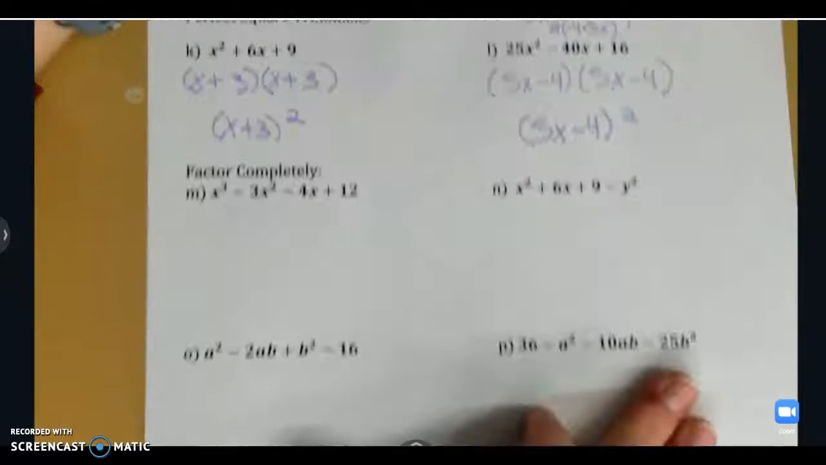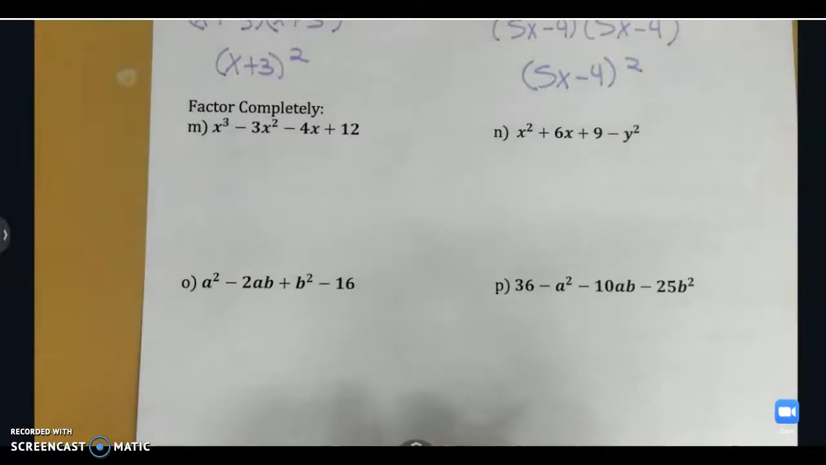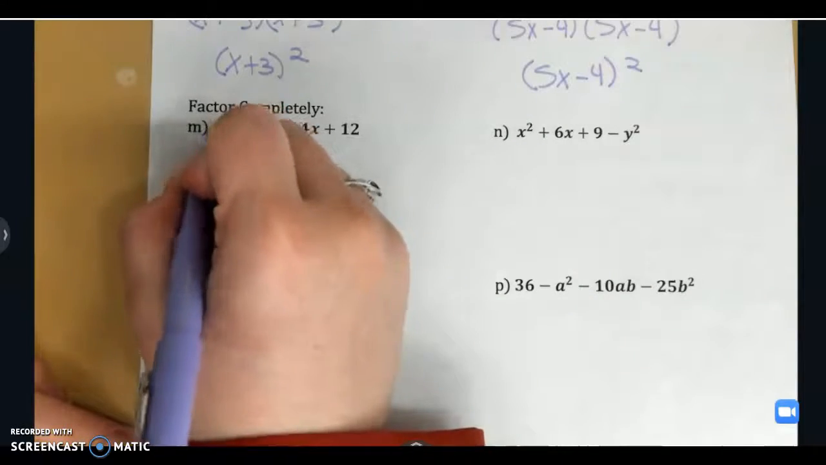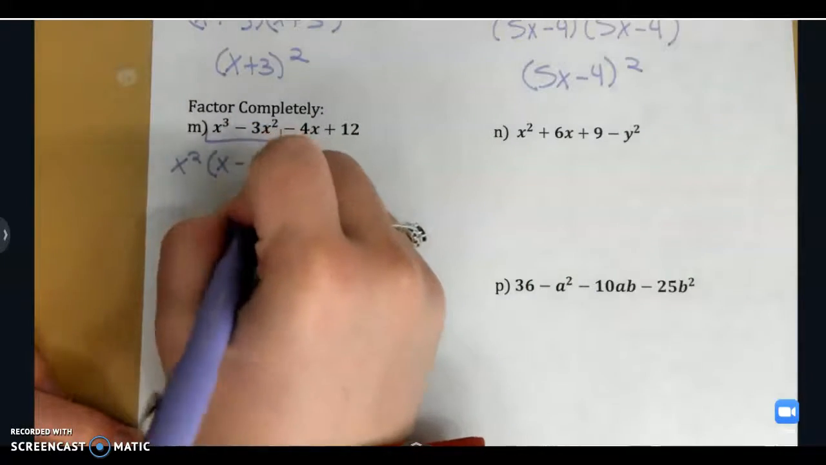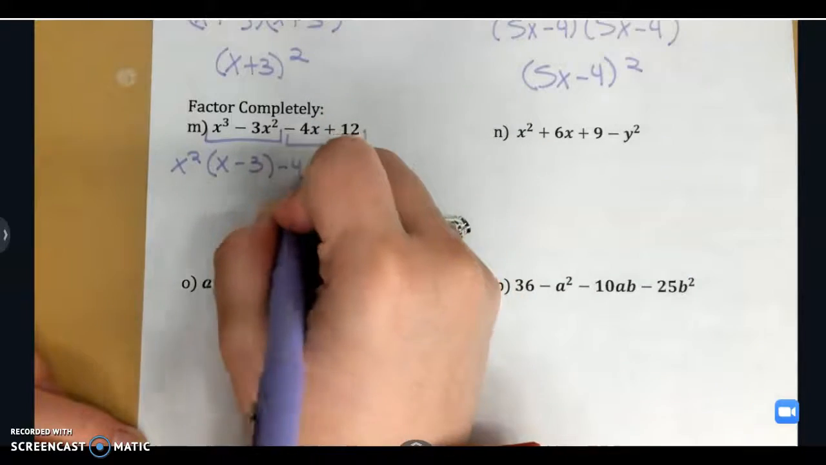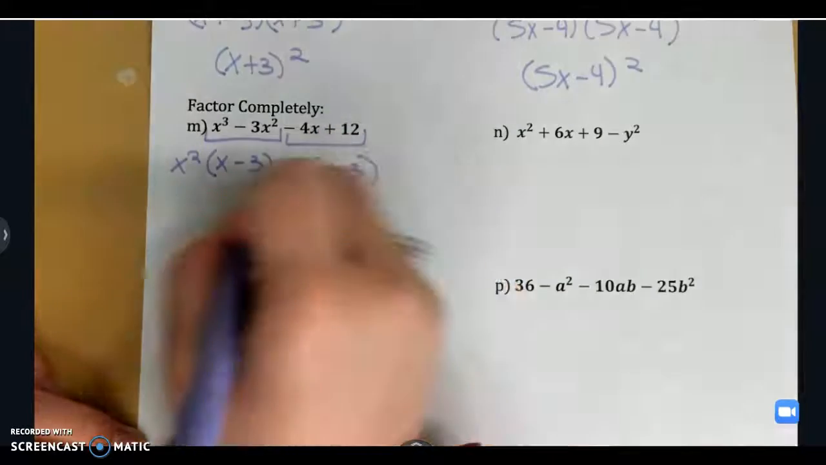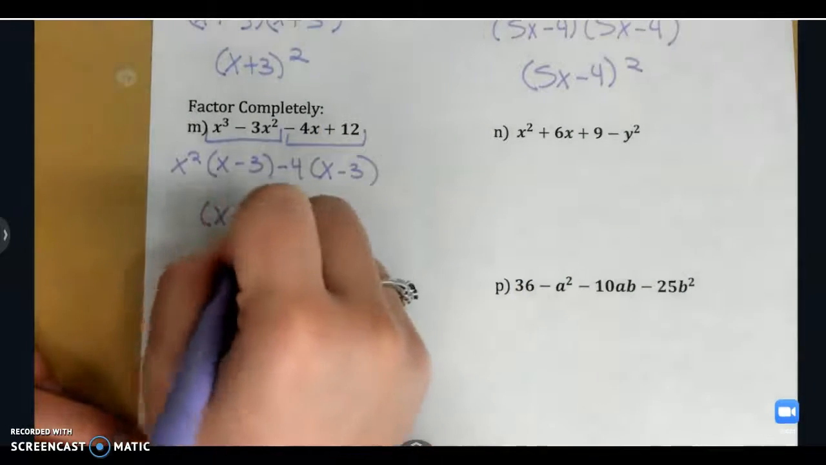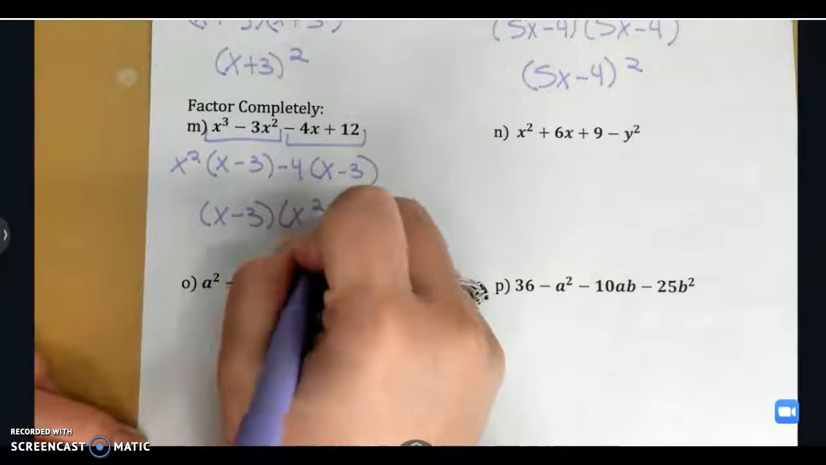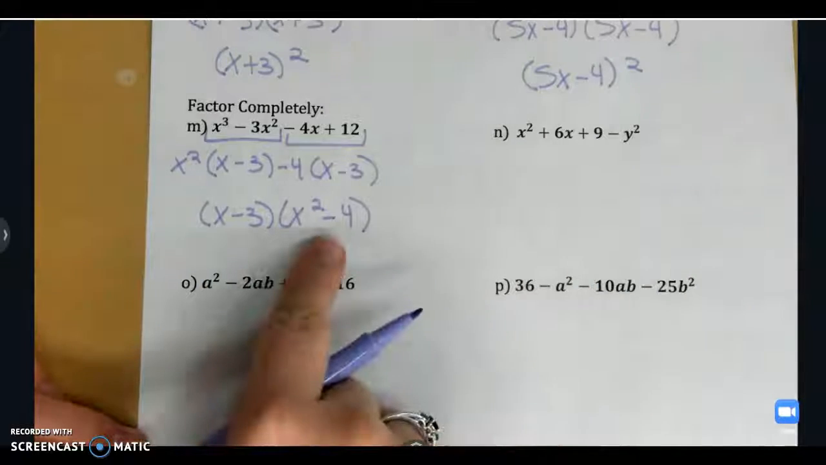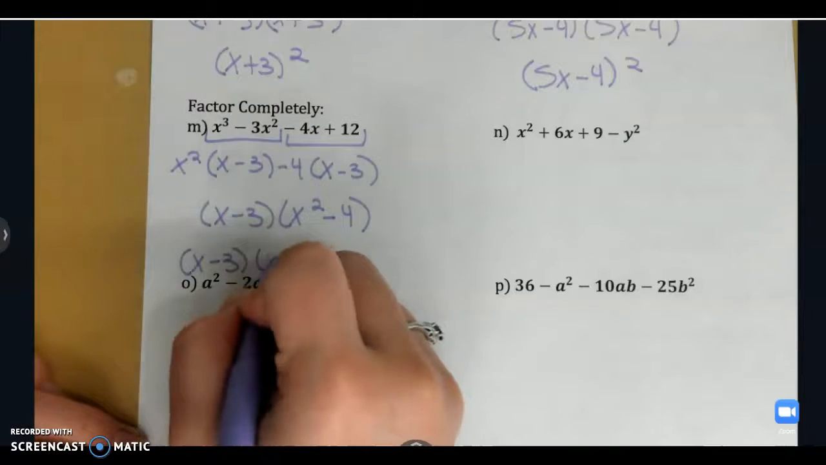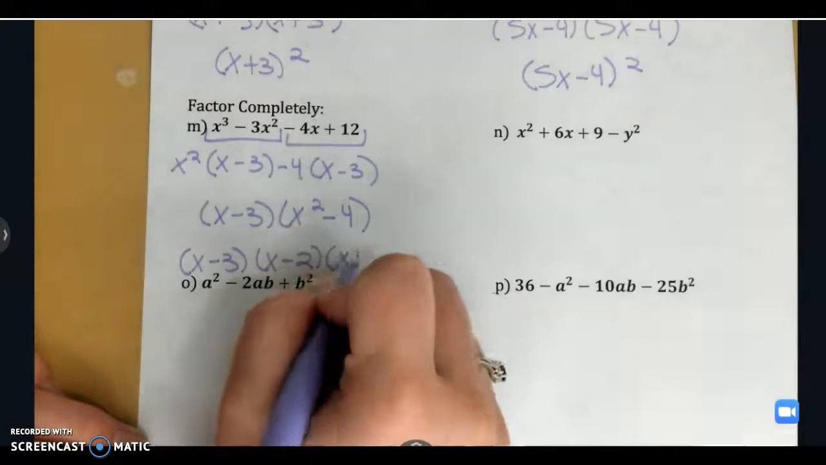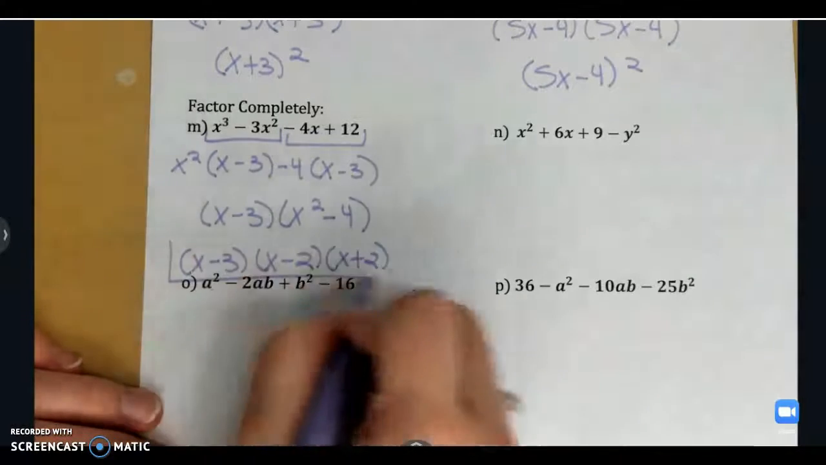A little more practice with factoring. On this one, I have a GCF here of x squared, so I'm going to factor that out. And I have a GCF here of -4, so if I factor that out, I've got a common factor of x minus 3, and that leaves me with x squared minus 4. Well, x squared minus 4 is a difference of squares, so I can factor this further, x minus 2, x plus 2. And there's my final answer.